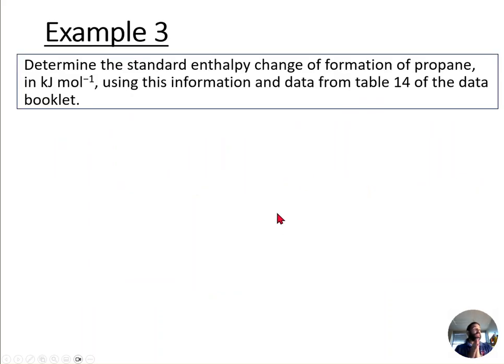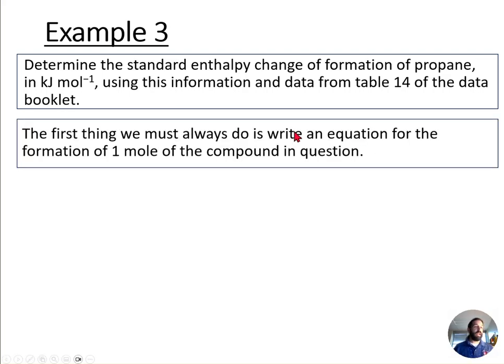All right, so here's an example of doing this. It says determine the standard enthalpy change of formation of propane in kilojoules per mole using this information and data from table 14 in the data booklet. The first thing we always got to do if we're calculating the enthalpy of formation, we need those coefficients, so we have to write an equation for the formation. So if we're forming propane, it'll be 3 carbon atoms plus 8 hydrogen atoms to make 1 mole of C3H8, or 3 moles of C and 8 moles of H to make 1 mole of C3H8.